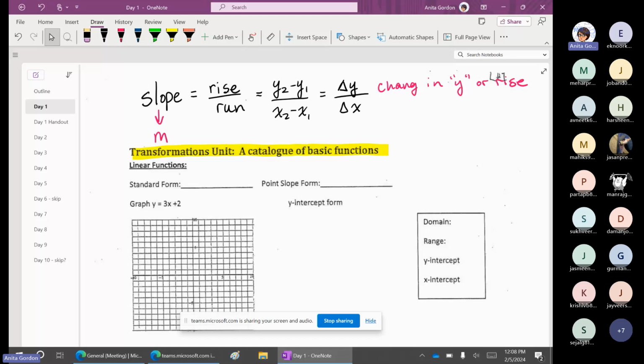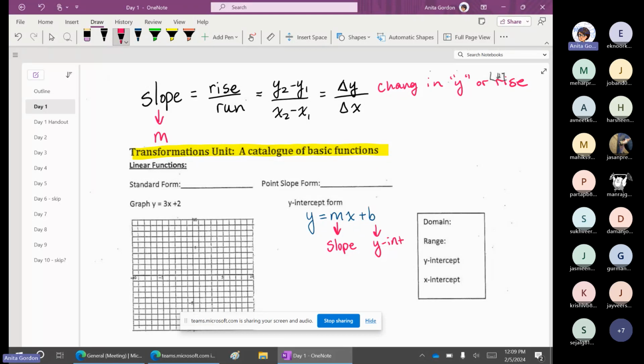All right, so 3 different ways that we can write the equation of a line. The most common one that I'll bet you all remember is y-intercept form, which is y equals mx plus b. Do we all remember that? Okay, what does our m stand for? Slope. What does our b stand for? Y-intercept. This is why it's called y-intercept form.